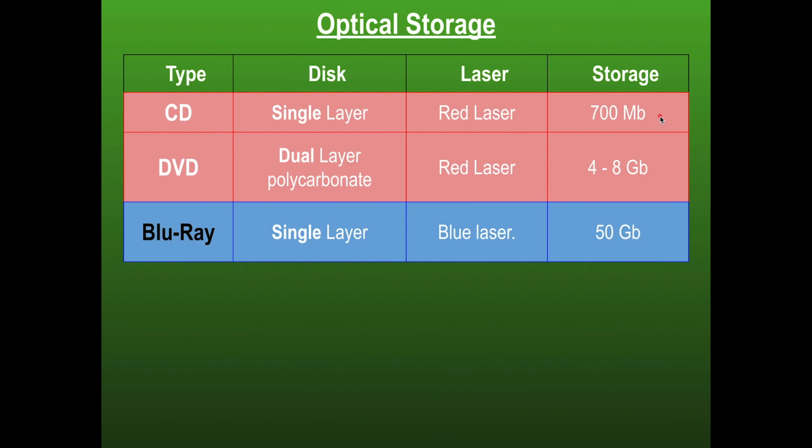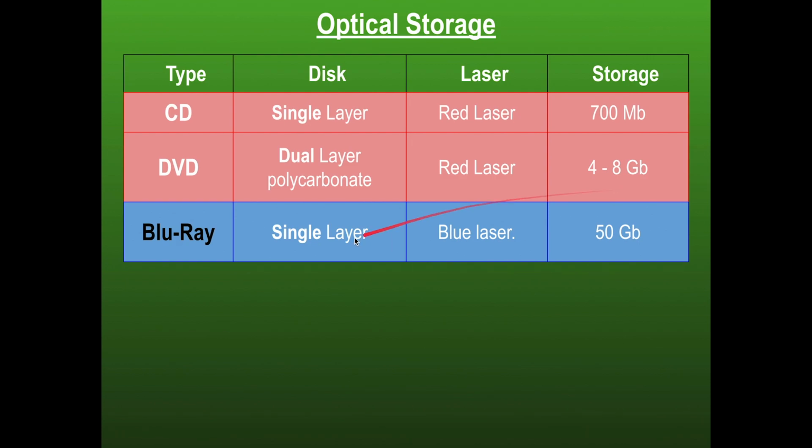So CD has the lowest one, and that is a single layer technology. It has just 700 megabytes, whereas the DVD is this dual layer polycarbonate, and that is allowing for more data to be stored, and that gives us up to 4 to 8 gigabytes of storage.